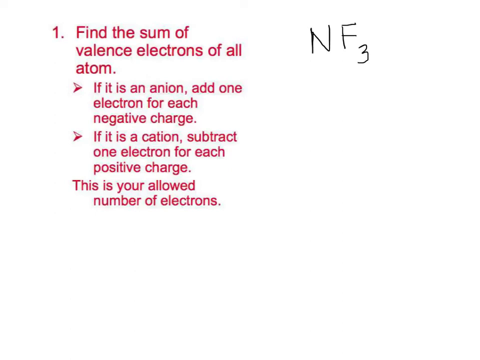Let's find the valence electrons for NF3. To find our valence electrons, we use our periodic table and we look at our S and P electrons only. The most valence electrons an atom can have is 8. Nitrogen has 5 valence electrons. There are 3 fluorines. Each fluorine has 7 valence electrons. So if we add these all up, this is 26 electrons total.